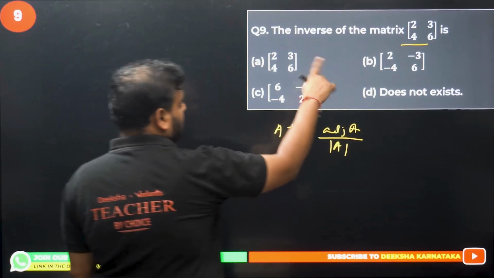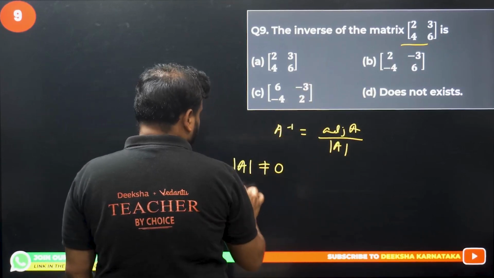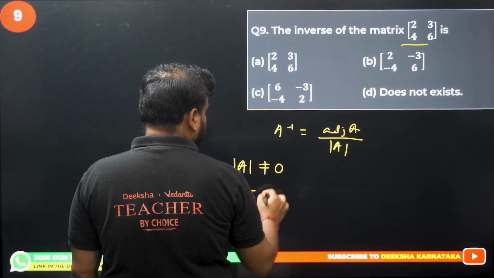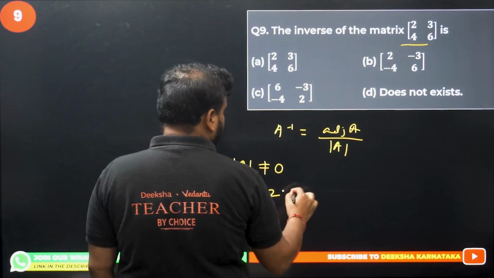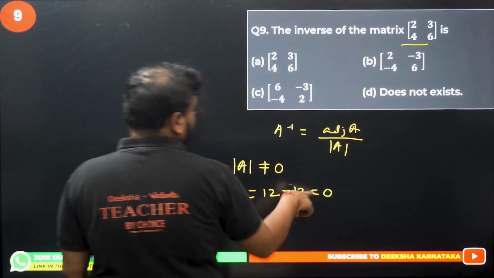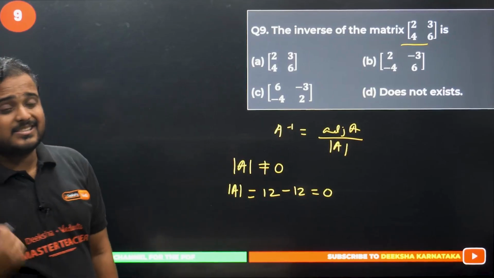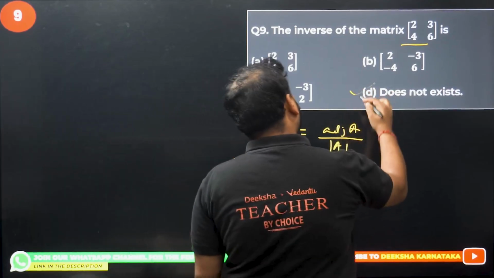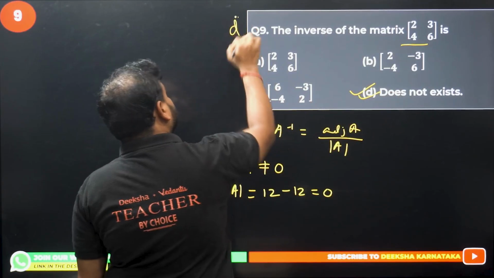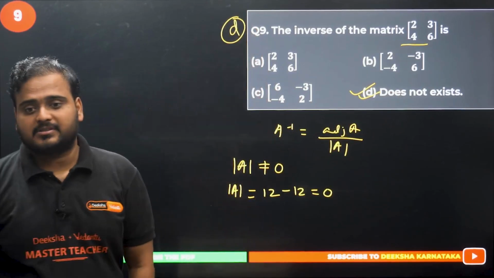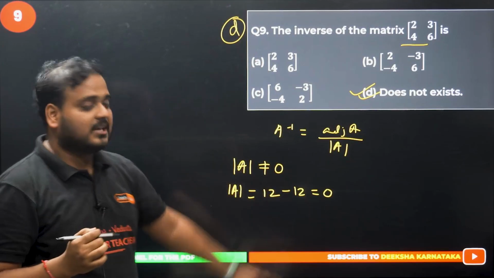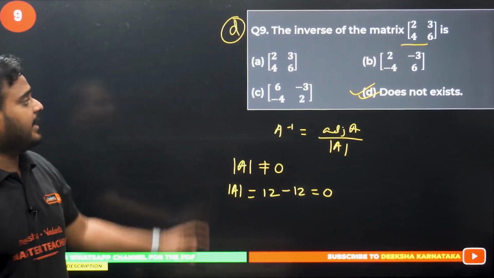Let's find the determinant. What do you get? Determinant of A is coming equal to 6 into 2 is 12 minus 4 into 3. Okay, this is coming as 0. Equal to 0 means the inverse value does not exist. For the inverse to exist, it must be a non-singular matrix. In this case, it is not. It is a singular one. Please check. Question number 9 is done.